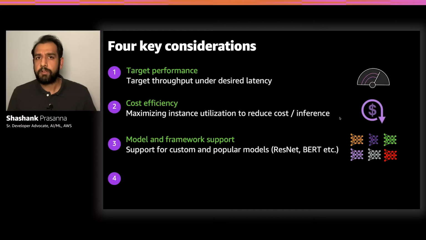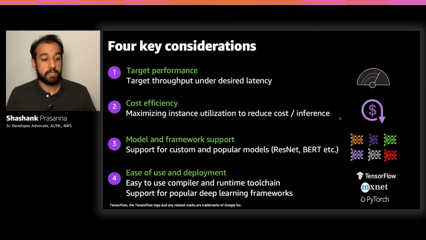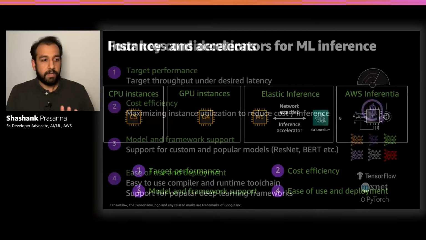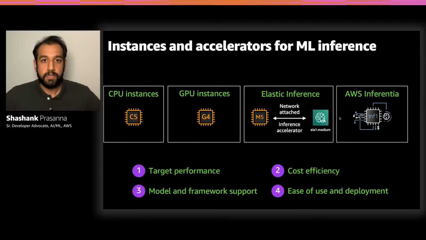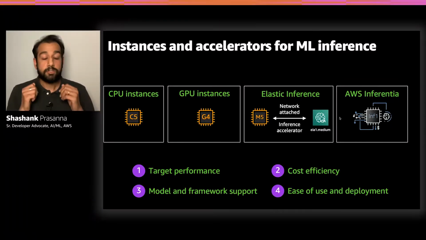And the third consideration is, what kind of models are you deploying? Are you deploying off-the-shelf models, or do you have custom models or custom layers that you've written? And this choice will also play a role in choosing the right instance type. And finally, how easy is it to go from a trained model to a production deployment, a hosted endpoint that's secure and highly scalable? And what kind of frameworks are you working with? With these key considerations in mind, we have a few different options that you can choose from. CPUs, you are already familiar with. There's also GPUs and Elastic Inference and AWS Inferentia.